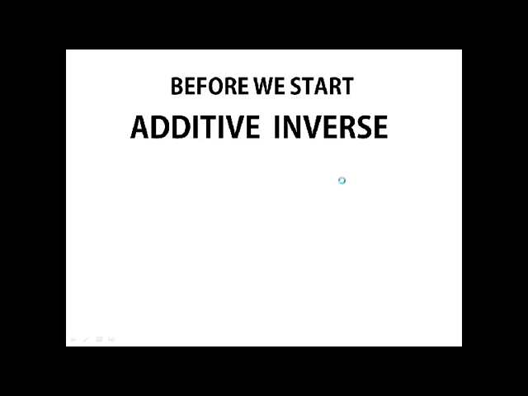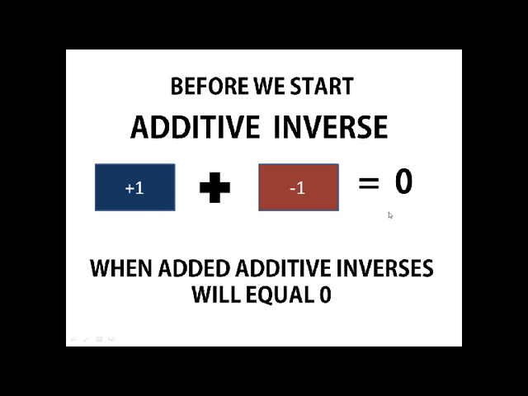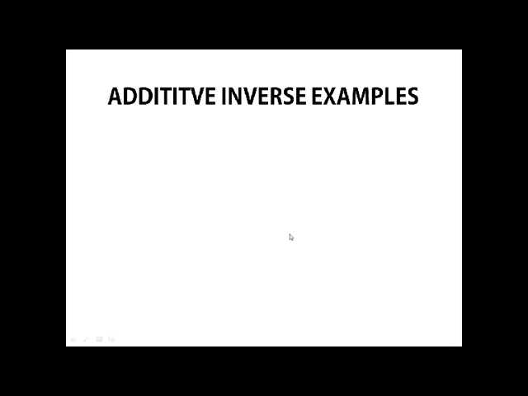Another thing before we start, I want to go over additive inverses again. As with equations, same thing in inequalities. When you have positive 1 and negative 1, correct? They are in fact additive inverses of each other because when you add them together, the result is 0. Plus 1 plus negative 1 equals 0. This is because they are additive inverses of each other.